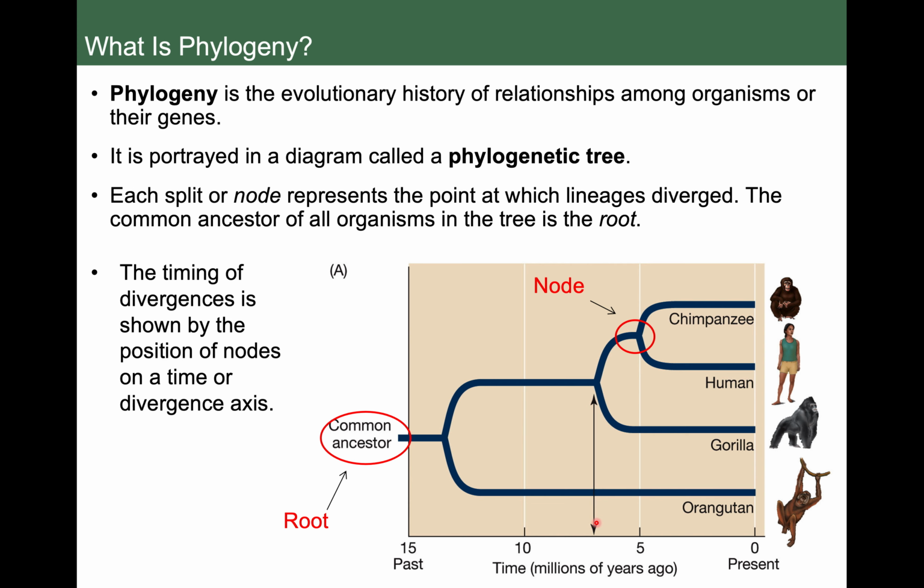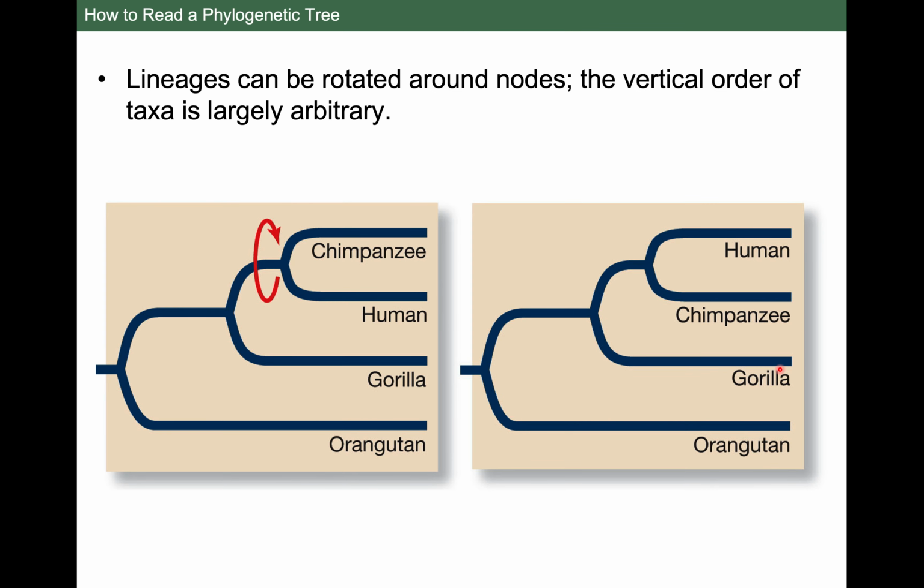And another key thing to note is you can really rotate around these nodes. So the vertical order here is somewhat arbitrary. And what I mean by that is, for example, we could rotate here around this node at the split between chimps and humans. So we could draw it here, like you see on the left, where chimps are on top and humans on bottom. And that would be essentially identical to it being drawn as you see on the right, where humans are on top and chimps are on bottom.